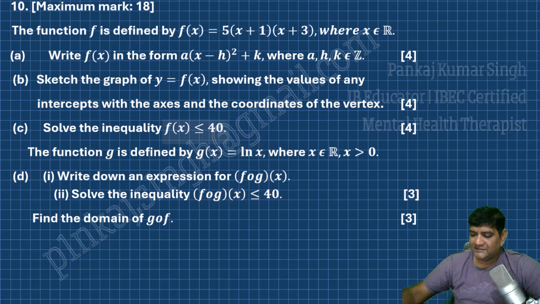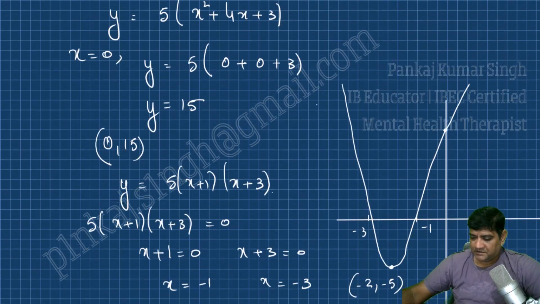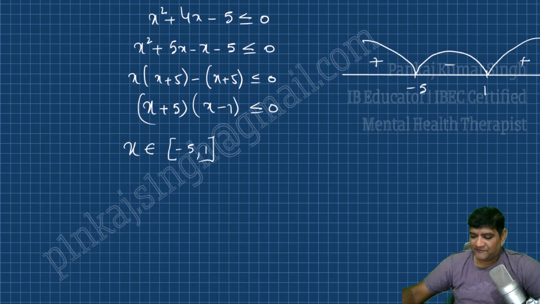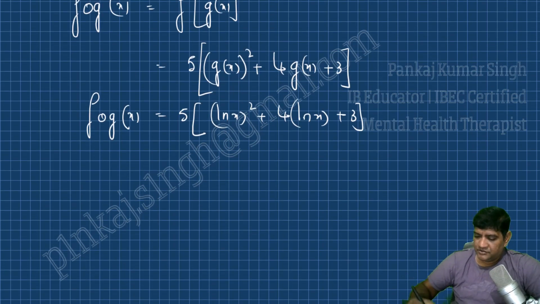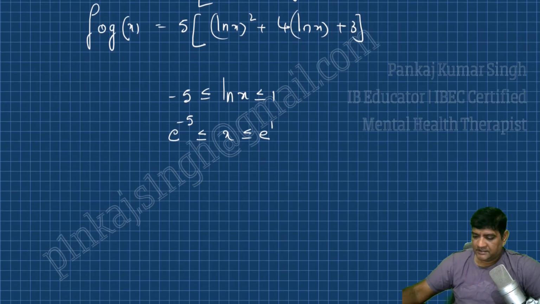So here, for this particular inequality, the function was ranging from -5 to 1. So instead of x, I'll simply put ln x there. So -5 less than or equal to ln x less than or equal to 1. And if I'm converting all of these to the exponential form, I can write this as e to the power of -5 less than or equal to x less than or equal to e to the power of 1. And therefore, in this case, x will simply belong to e to the power of -5, comma e.